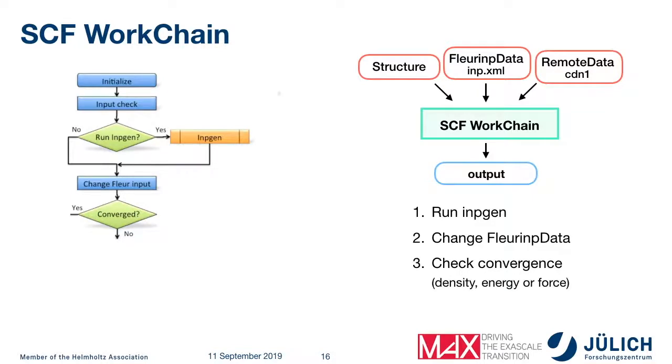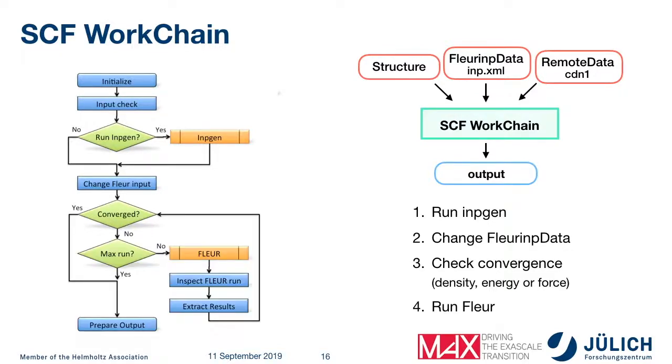and it checks the convergence. It will not be converged on the first step, and it will run a FLEUR calculation. Then, after this FLEUR calculation, it checks if the charge density was converged and submits the next FLEUR calculation, and it submits it until the charge density is converged or until the maximum amount of tries is exceeded.